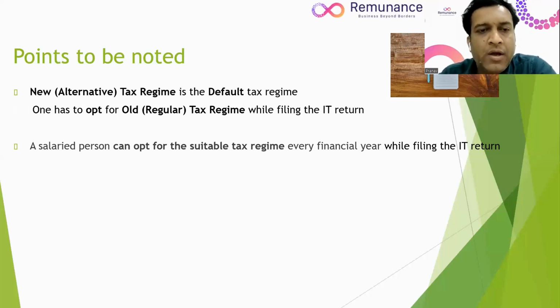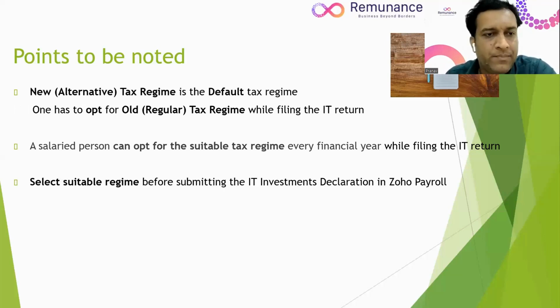So in one year, you can opt for new, then you can change it to old, again come back to new. So from financial year to financial year, that facility or that option is available. That is also while filing your income tax return.